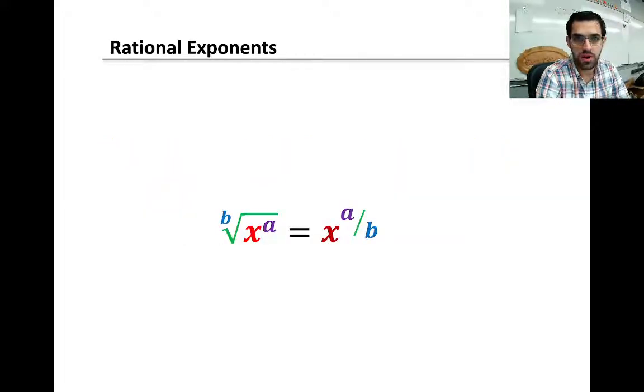A reminder from our last lesson, radicals and rational exponents are related. They represent numerical equivalencies. So they're the same thing, but different ways of writing it. We can write a radical, if b is the root, the bth root of x to the power of a, would be equal to x with an exponent of a over b. So the root is the denominator of the rational exponent.